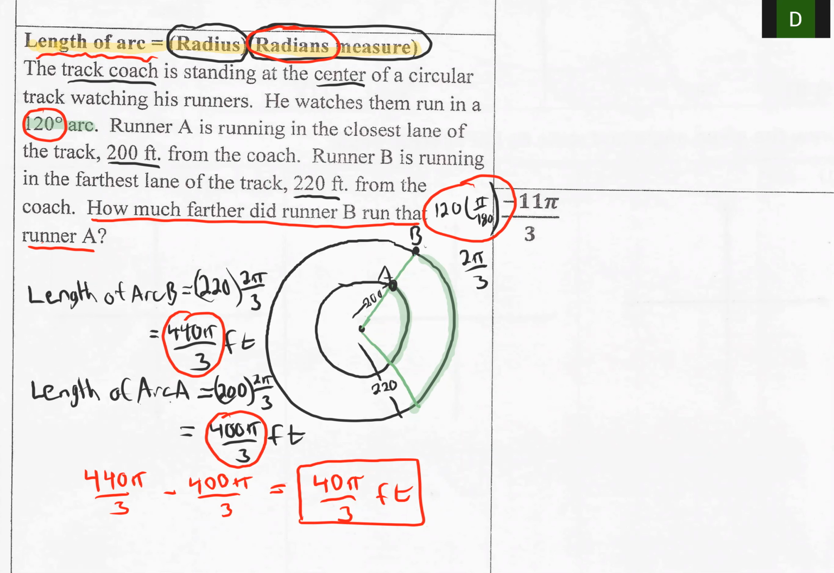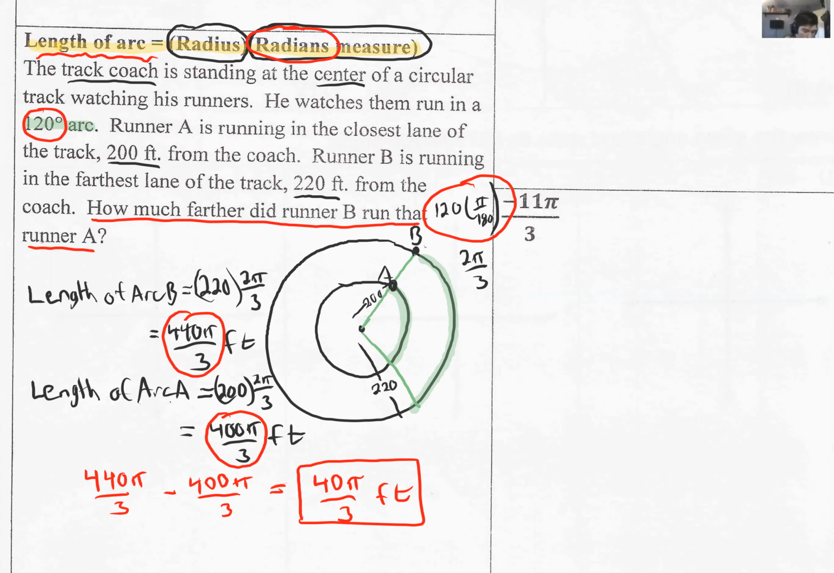Okay, so any other questions on this one? Wait, how do you know that it's 40 feet? Shouldn't it be whatever 40 times pi divided by 3 equals? Where did you get 40 feet? You said that runner B had to run an extra 40 feet, but I just thought pi is pretty close to 3, so I just kind of canceled out the 3's. So it's about 40. It's a little bit more than 40 feet.